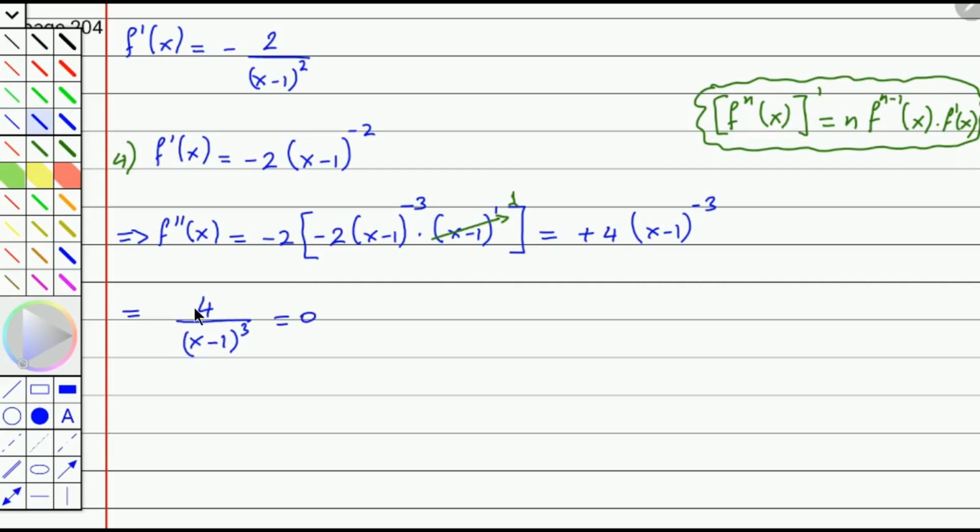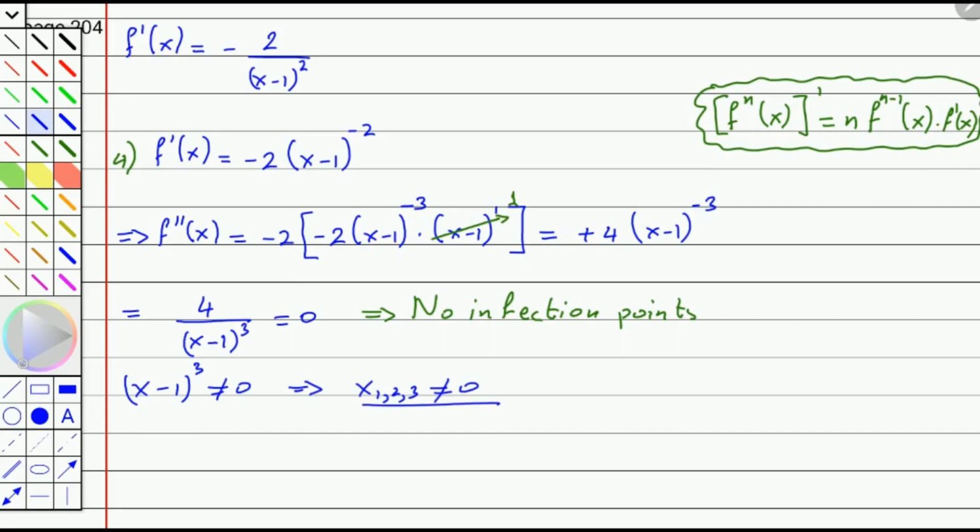So once again we can see we have no roots on the numerator. So no inflection points. But we do have roots of the denominator, just like before. X minus 1 quantity cubed cannot be equal to 0, and so x1,2,3 cannot be equal to 1, and this is a triple root that we are going to use later.